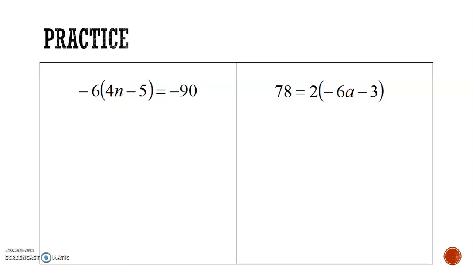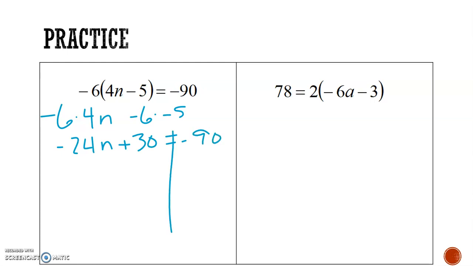All right, so this first one we're going to do negative 6 times 4n, and then negative 6 times a negative 5. So negative 6 times 4n, this is negative 24n. Negative 6 times negative 5, that is a positive 30. And then bring down that negative 90.